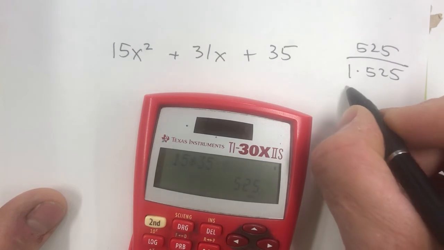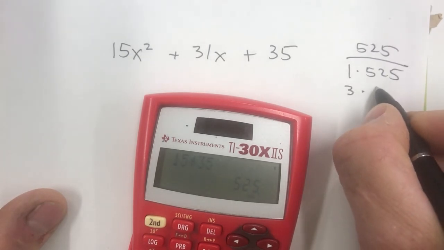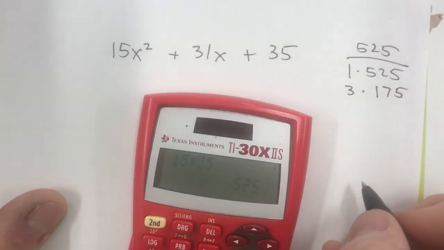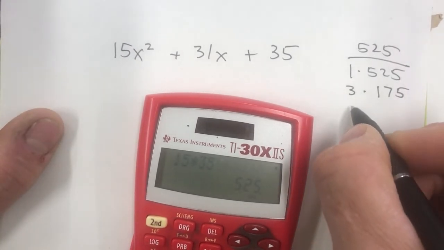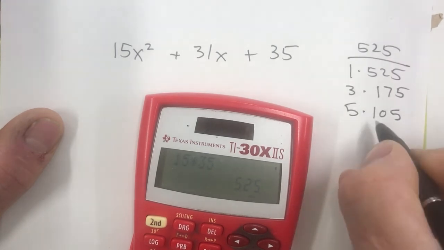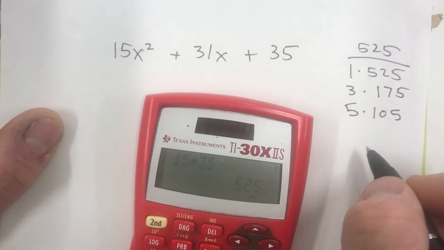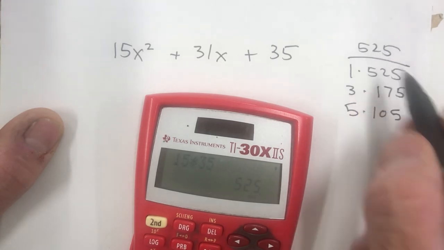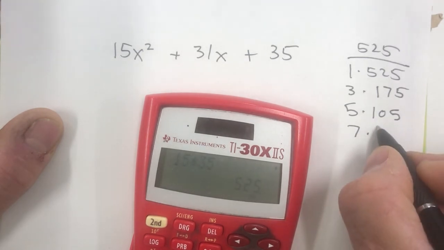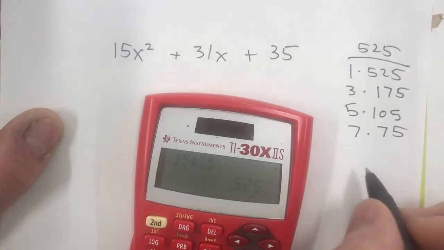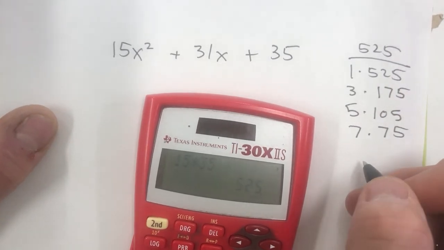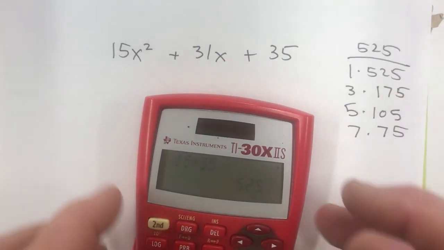525 divided by 3 would be, let's see, a 1, 22, 7, 175. 525 divided by 4 is a decimal. 525 divided by 5 is 105. 525 divided by 6 is a decimal. 7 goes into that, let's see here, 75 times. 525 divided by 8 is a decimal. 525 divided by 9 is a decimal. And you just use your calculator here, look.